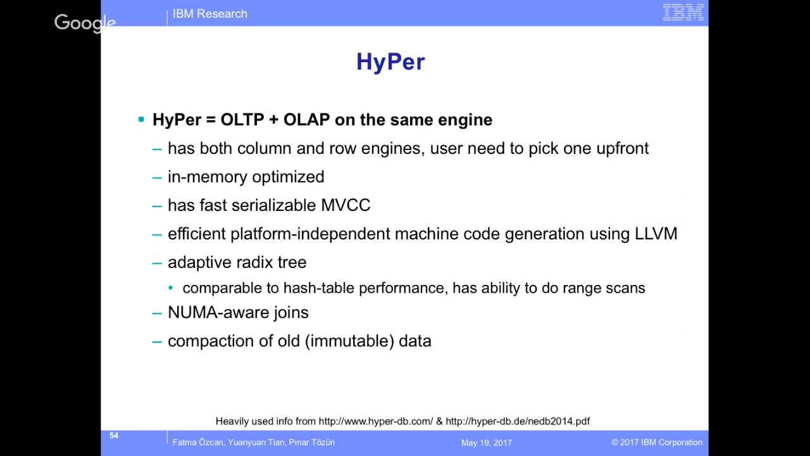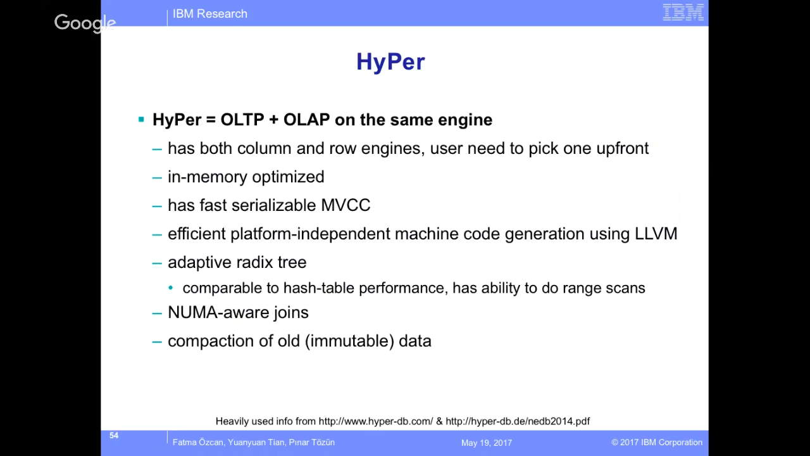It's also heavily optimized for in-memory processing. It supports serializable multi-version concurrency control, and it also has query compilation using LLVM, and they generate really efficient code paths by doing that. Their instruction footprint is really low. From the indexing side, they use the adaptive radix tree. These are all, by the way, based on several research projects that come from TU Munich.